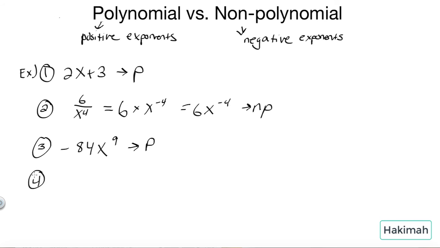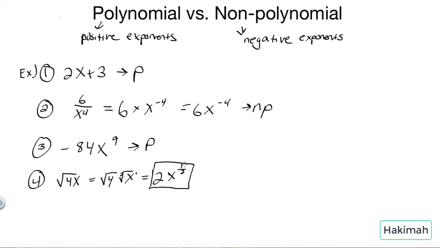Number 4, I have the square root of 4x. This is the same as saying the square root of 4 times the square root of x. The square root of 4 is 2. But the square root of x is x to the power of 1/2. So this ultimately becomes 2x to the power of 1/2.